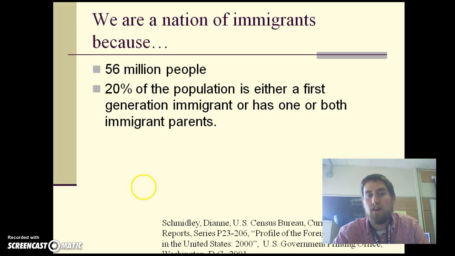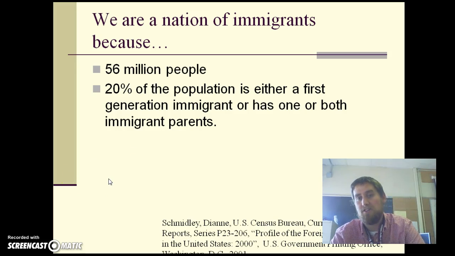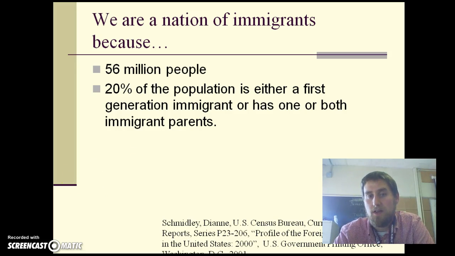56 million people in the United States, or 20% of the population, is either a first-generation immigrant, that means that they were born here, but their parents were not, or has one or both parents that are immigrants. Right? So 1 in 5 people is either the child of an immigrant or an immigrant themselves. It means immigration is a huge deal in the United States.